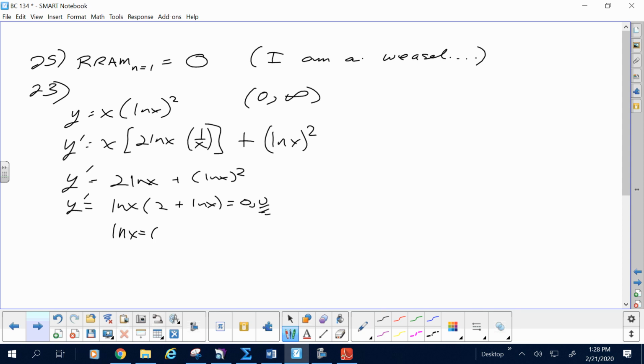So just think log of x is 0, which means x is e to the 0 or 1, and log of x is negative 2, so e to the negative second. And those are both in the domain. They're both positive numbers. So those are your critical numbers. Does that make sense? Did I answer your question? Okay. 17. Question on 17.